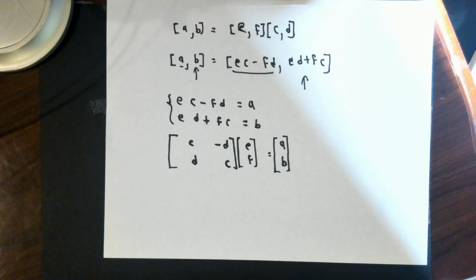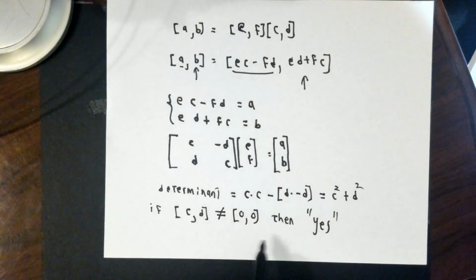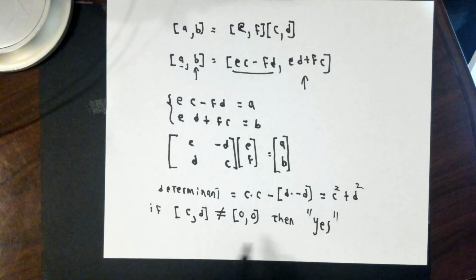That's going to happen when its determinant is not 0. If you calculate that determinant, though, it's just C times C minus D times the negative of D. That's C squared plus D squared. Since C and D are real numbers, the only way that that could come up equal to 0 is if both C and D were 0. So can I find such an EF and have it be unique? As long as the CD isn't the additive 0 in set K, then the answer is yes.